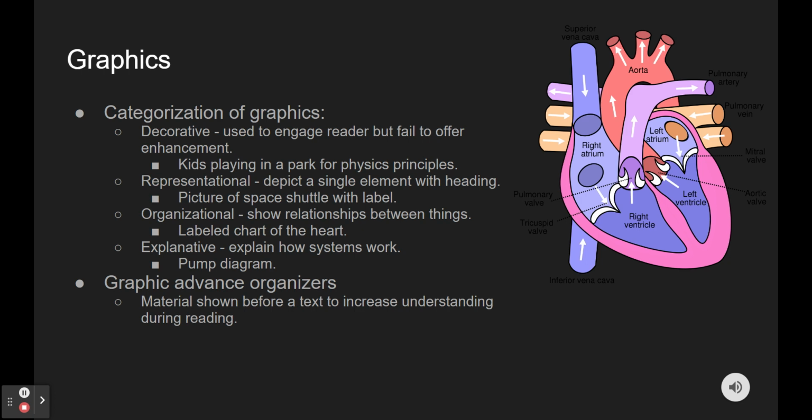Graphic advanced organizers are material that are shown before a text that are used to help increase the understanding that students have while reading a text.